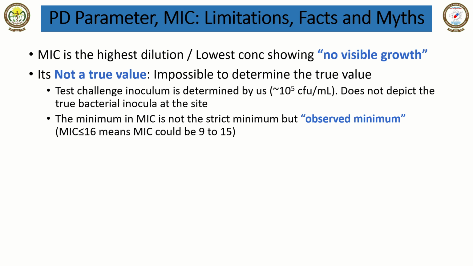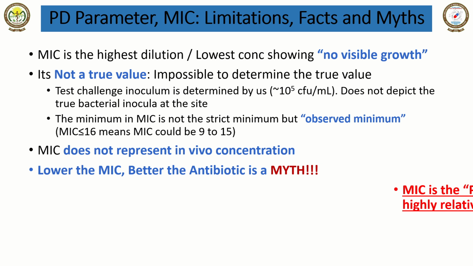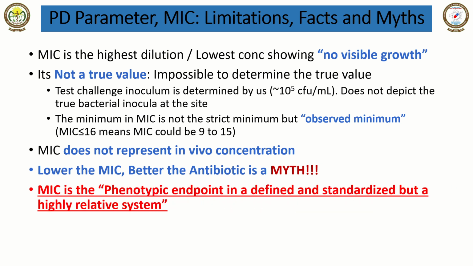For example, an MIC of less than 16 could mean an MIC from 9 to 15. So it does not represent the in vivo concentration, and it is a myth that the lower the MIC, the better the antibiotic.